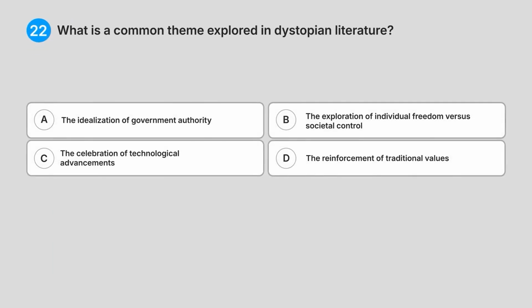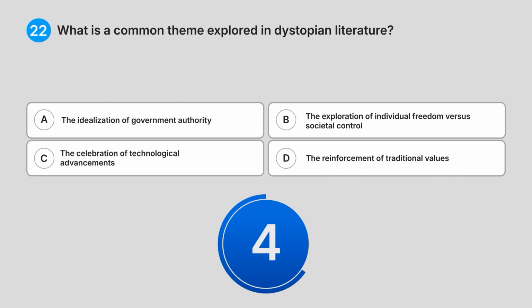22. What is a common theme explored in dystopian literature? A. The idealization of government authority. B. The exploration of individual freedom versus societal control. C. The celebration of technological advancements. D. The reinforcement of traditional values. What do you think is the answer?